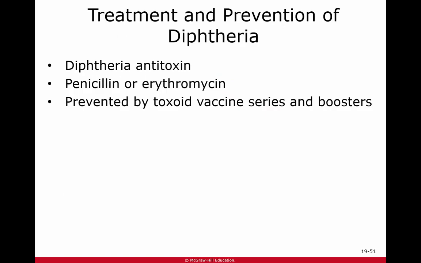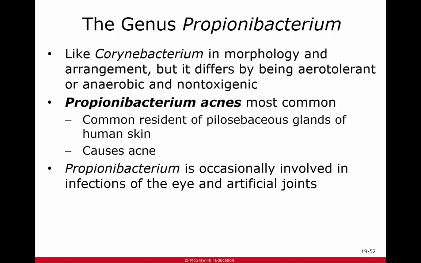How do you prevent it or treat it? Well, there is a toxoid vaccine series that's given. The DTaP, diphtheria, tetanus, and pertussis, and you get boosters. They do treat it with penicillin and erythromycin. And there is an antitoxin that can also be given.